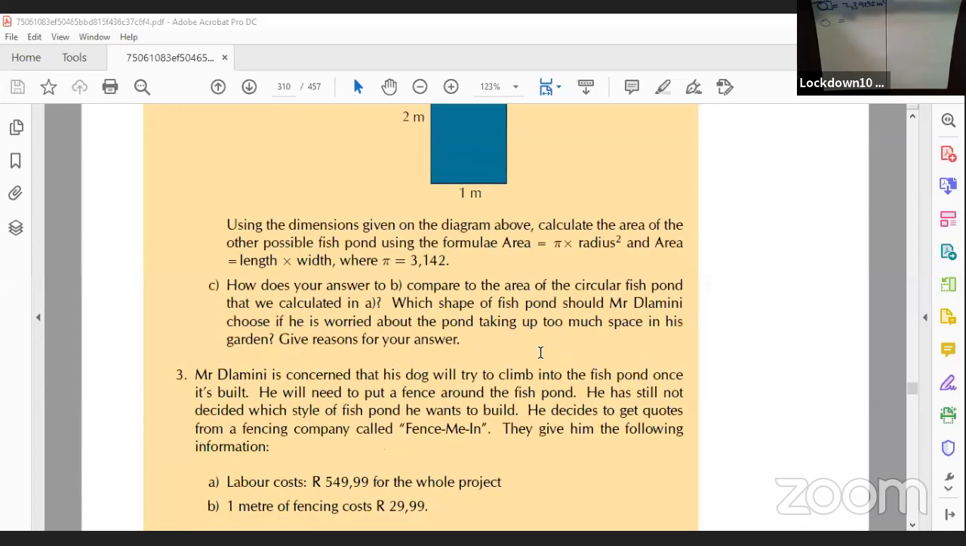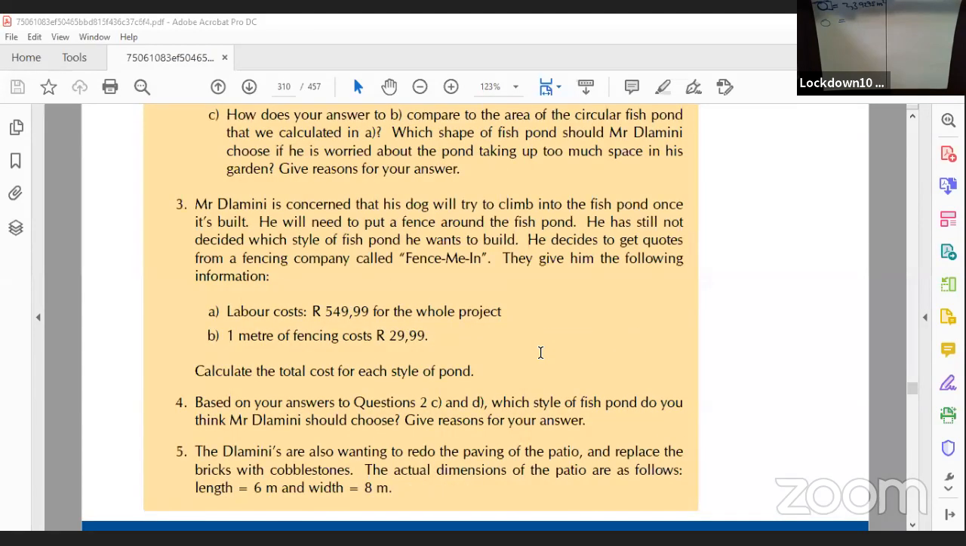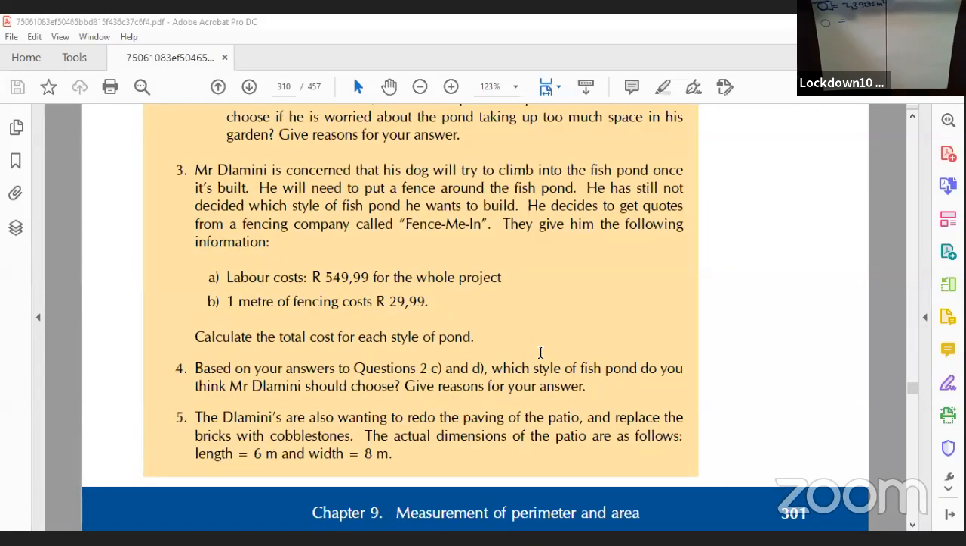Okay, so this is the next question, question number three. Question number three is saying, Mr. Zamin is concerned that his dog will try to climb into the fish pond once it is built. He will need to put a fence around the fish pond. He has still not decided which style of fish pond he wants to build. He decided to get quotes from a fencing company called Fence Me In. They give him the following information.